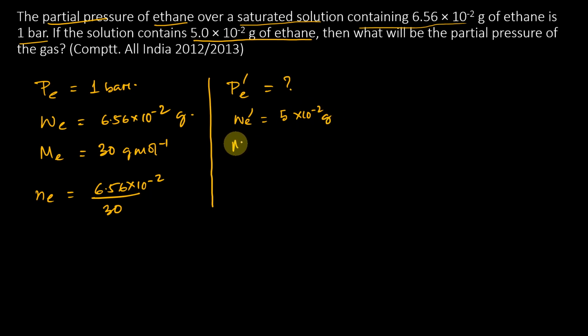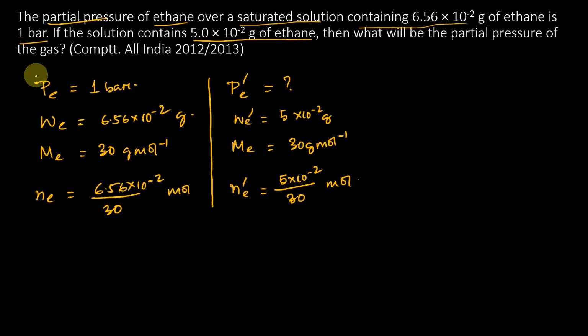What will be the molar mass of ethane? That will be the same, 30 gram per mole. That we cannot change, we cannot write M dash. So the number of moles of ethane will be 5 into 10 to the power minus 2 divided by 30. We are not going to calculate it. This is case 1, this is case 2.